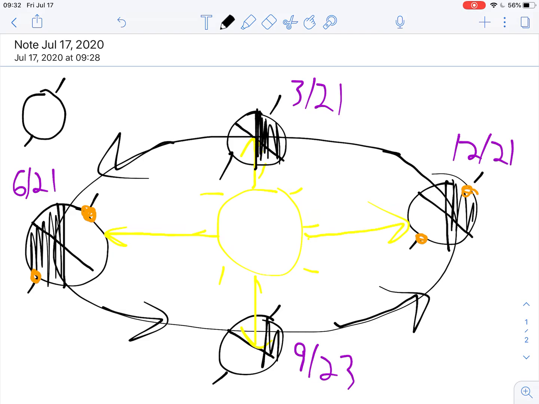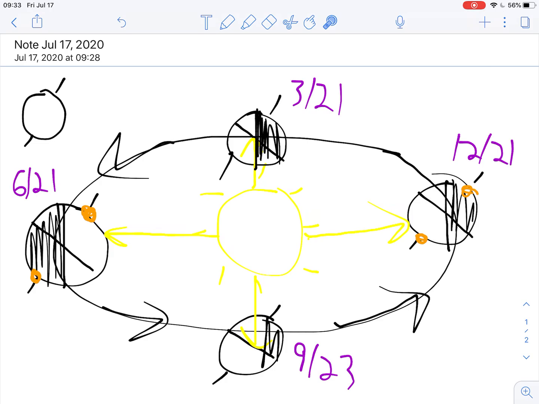So 12 hours of daylight on these 2 dates at the North Pole, and then 24 hours here, 0 hours here, 0 hours here, 24 hours here. So it really depends on the time of year and what's going on. That changes how much sunlight we get, okay, with latitude.